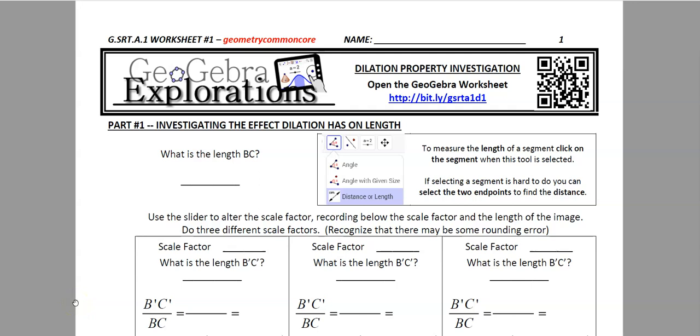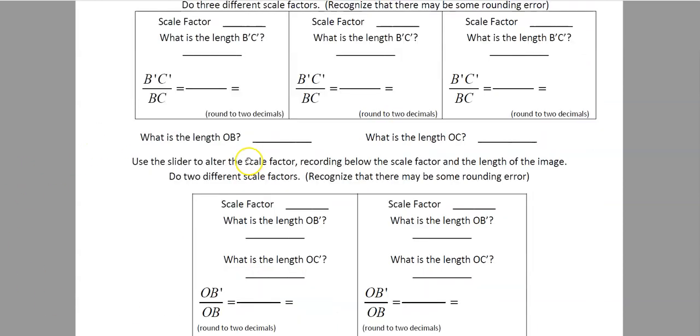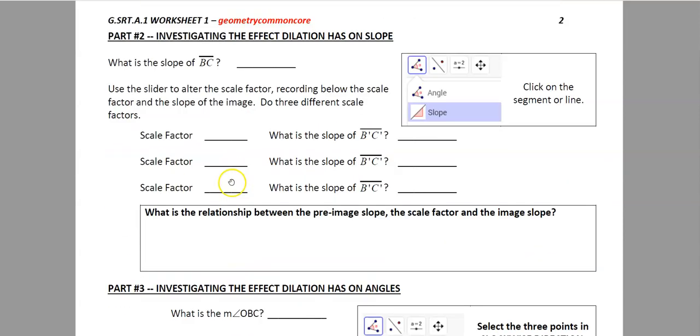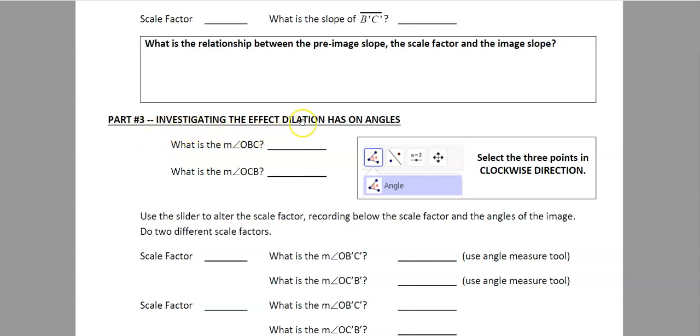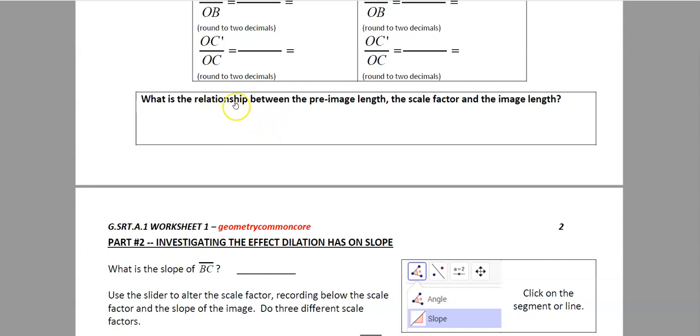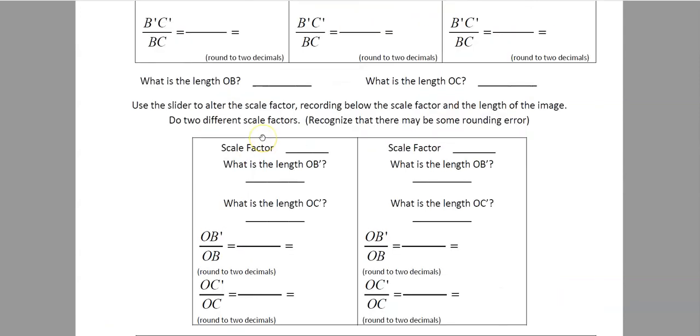Let me talk to you briefly about the actual investigation. There are three parts to it. Part 1 investigates the impact of dilation on a length. Part 2 investigates dilation on slope. And Part 3 investigates dilation on angles. So when you're done, you should have a firm statement about what that relationship is.